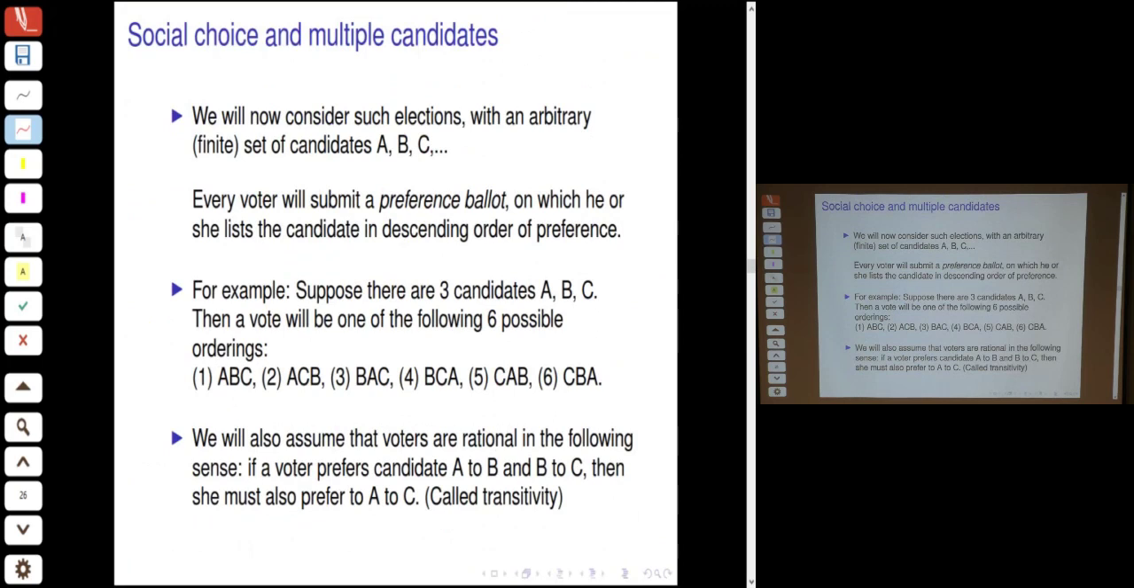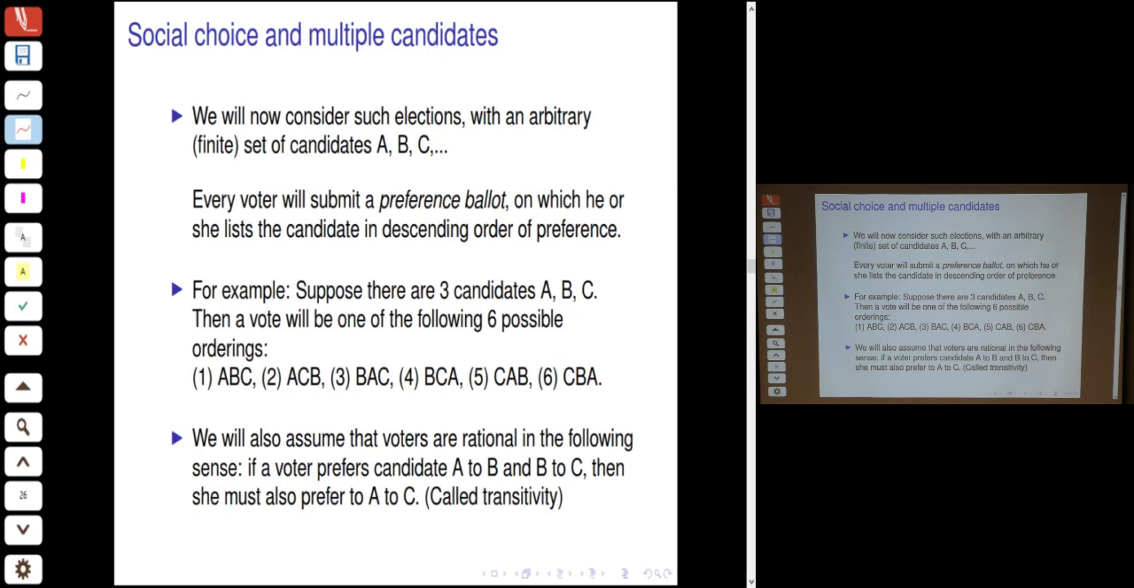So now we embark on the study of social choice and multiple candidates. We will now consider such elections with an arbitrary finite choice of candidates A, B, C, etc. So definitely more than two. Every voter will submit a preference ballot on which he or she lists the candidates in descending order of preference.